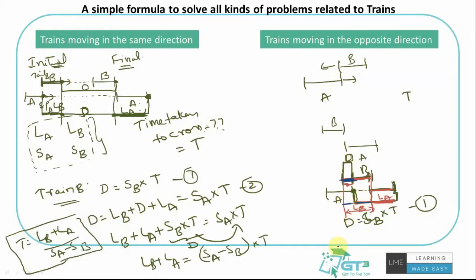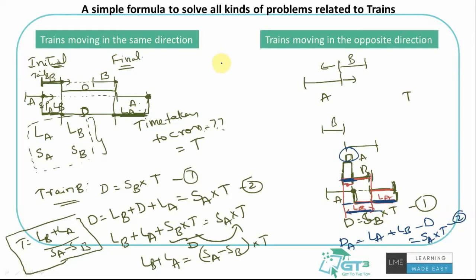So basically the distance covered by A is LA, this part, plus LB, that is this entire part. I need to subtract this part, which is D, is equal to SA into T. Right. So that is equation number 2.